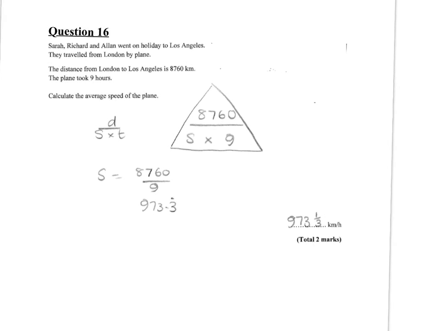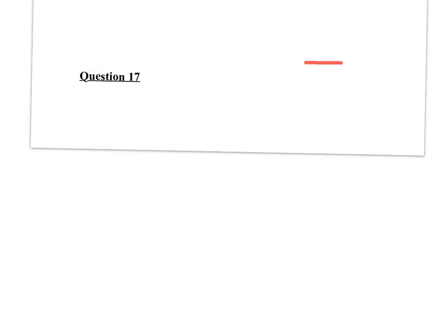Right, easy one this. Just check the units every time you're doing these. So, that many kilometers divided by the time in hours will give you the average speed. So, 8760 divided by 9 gives you 973 and a third kilometers per hour. Straightforward on that one. Speed, distance, time.